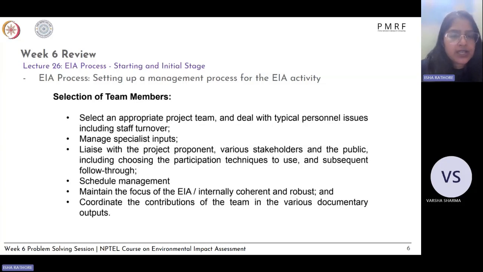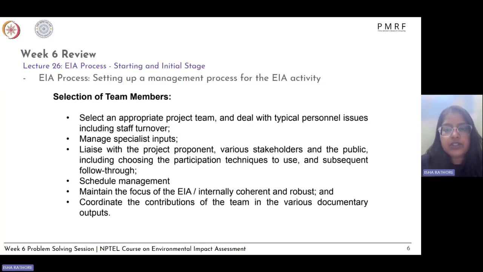Then you're also going to have to liaise or discuss with the project proponent, or the developer or the constructor, and the various stakeholders who are going to be affected by this project, by the development of that project for which EIA is being considered. So having their social inputs and how they are being affected, the team has to deal with these various stakeholders and the public at different stages. A further lecture looks at public consultation and participation relating to these. The project team also looks at the participation techniques to use and the follow-through which they are going to do.